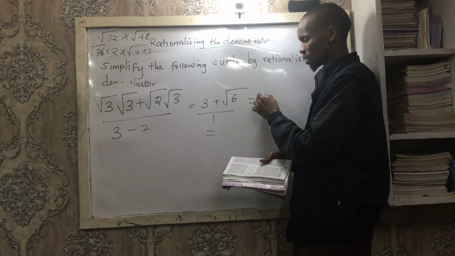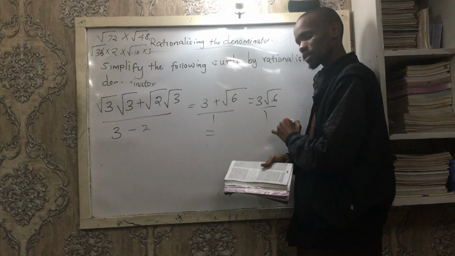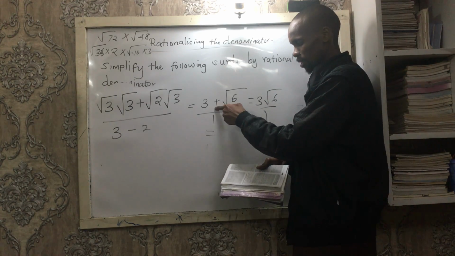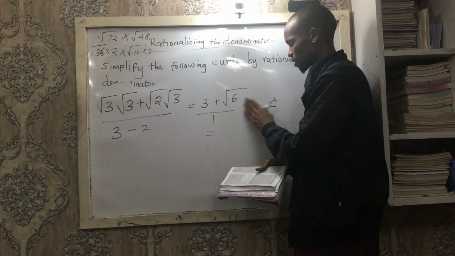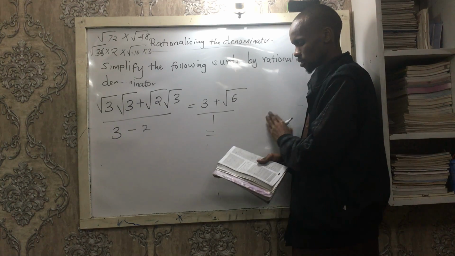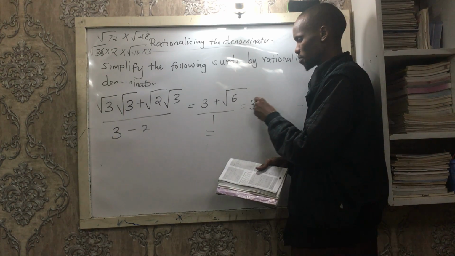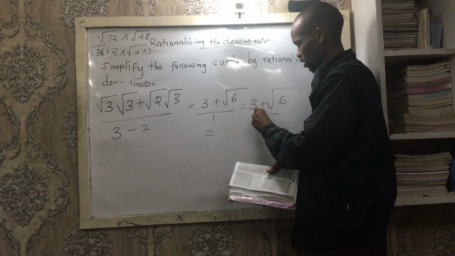And that will be your answer. Why am I not giving 3 root 6 over 1? Because it's not times. There's a plus, right? So that will be my answer. So simply it is the same as 3 plus root 6.